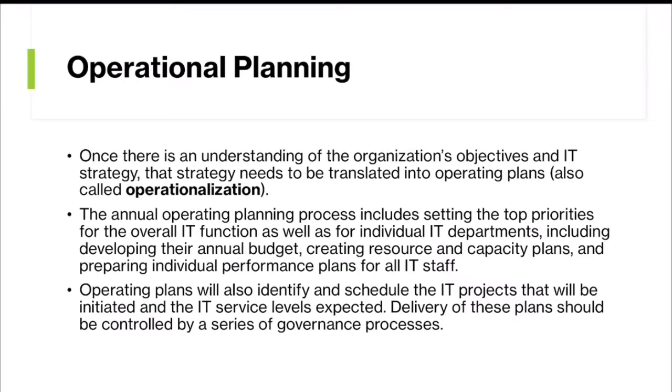The annual operating plan process includes setting top priorities for the overall IT function as well as for individual IT departments, including developing their annual budget, creating resource and capacity plans, and preparing individual performance plans for all IT staff. Operating plans will also identify and schedule the IT projects that will be initiated and the IT service levels expected. Delivery of these plans should be controlled by a series of governance processes.